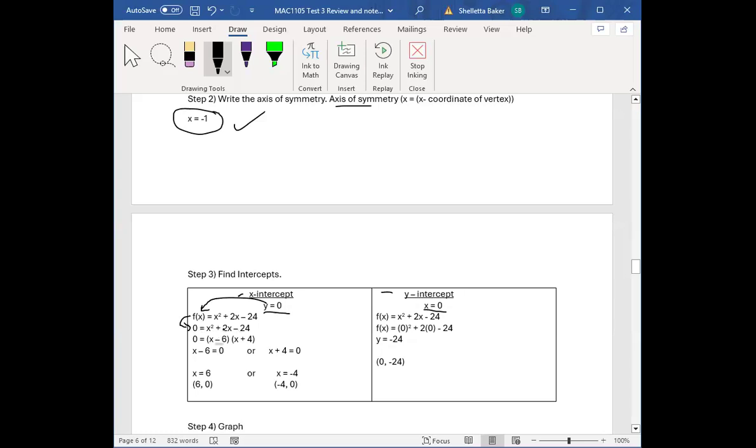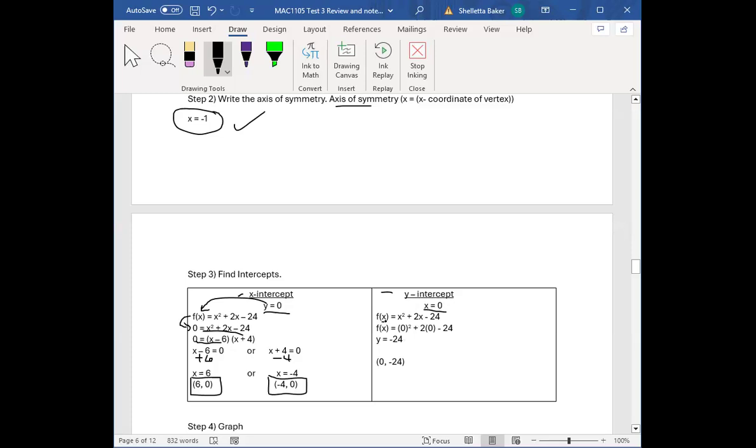We factor this quadratic, x minus 6 and x plus 4, set each of those factors equal to 0 and solve. When we solve here, remember, we add 6 to both sides, and over here we subtract 4 from both sides. So we get x equals 6 or x equals -4. So we will cross the x-axis at (6, 0), written as an ordered pair, and also at (-4, 0).